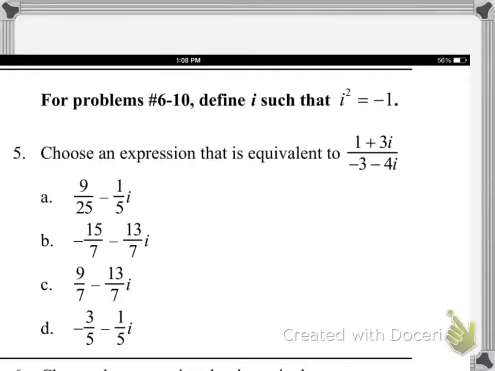On problem number 5, it's asking you to select an expression that is equivalent. And if you notice, they give you a complex fraction, and the problem that we have is that we cannot have an imaginary on the denominator. So whenever you have an imaginary number on the denominator, we need to be able to get rid of it, with something that we call the conjugate. So the conjugate will take care of the i on the denominator.